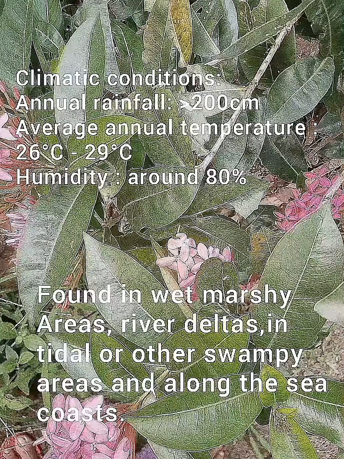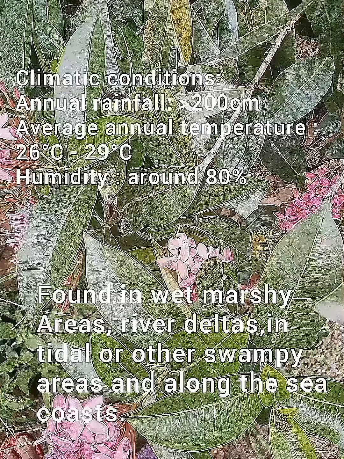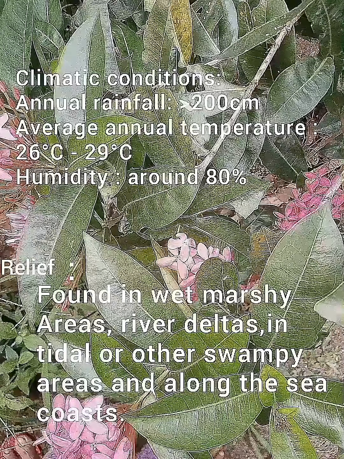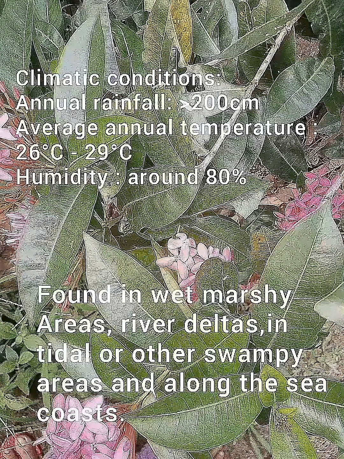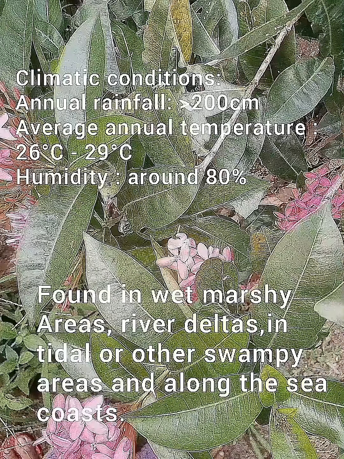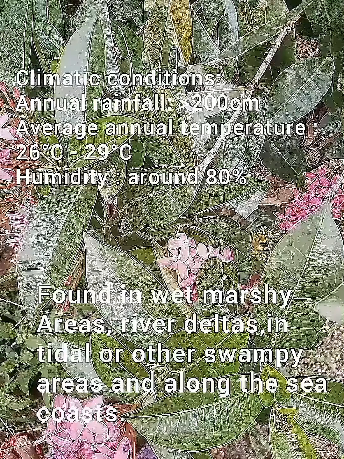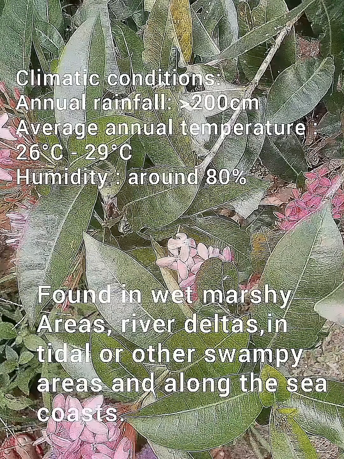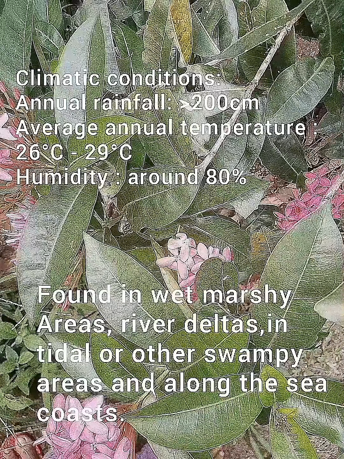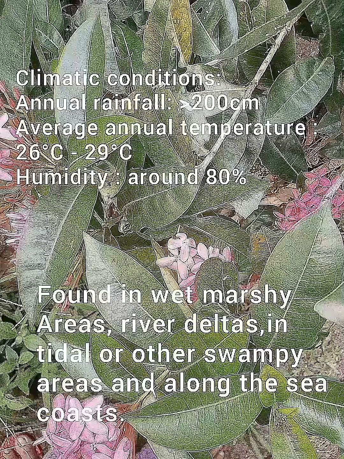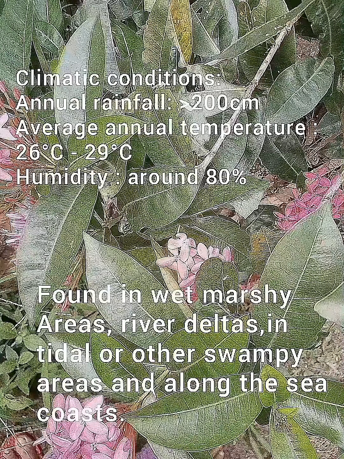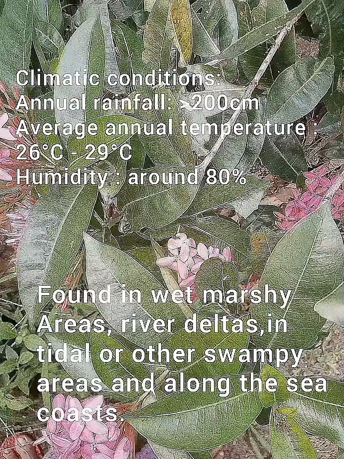Here we have to learn about the relief feature existing in such regions. Littoral or mangrove forests are found in wet marshy areas, river deltas, in tidal or other swampy areas and along the sea coast. These forests are named as tidal forests because they mainly occur in the areas which are influenced by the tides. They are found especially near the river deltas and near the rivers because of the influence of tidal water.